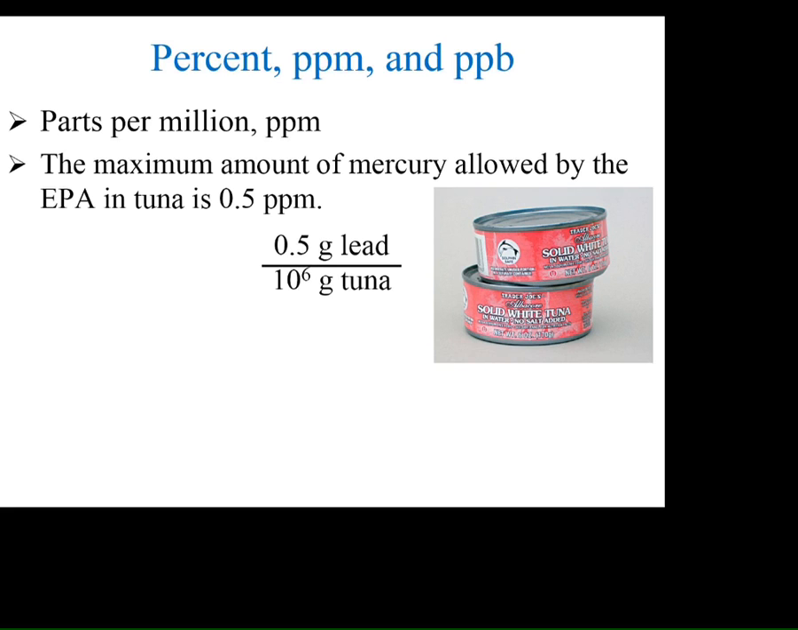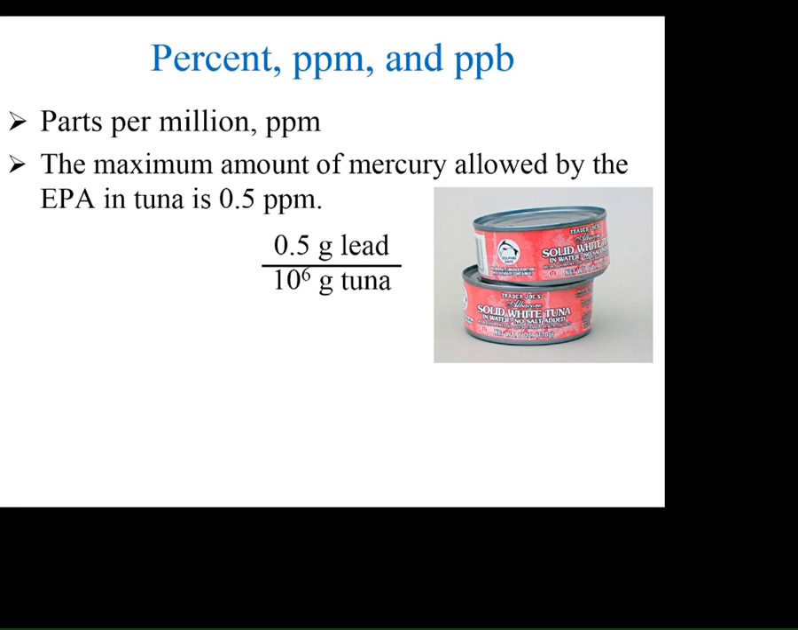So, how about grams? We're going to do it in grams. So out of every million grams, right? So here's a million, 10 to the 6. Every million grams of tuna, there can only be 0.5, right? Percent would have been 0.5 out of 100. Parts per million is 0.5 out of a million.